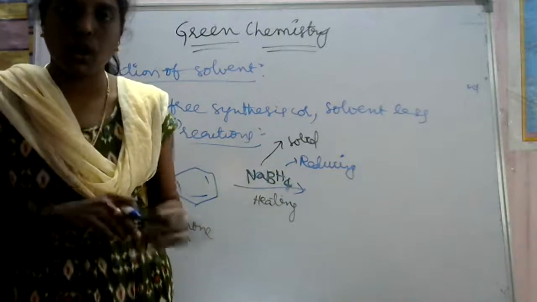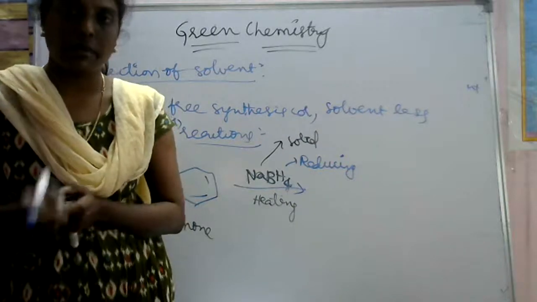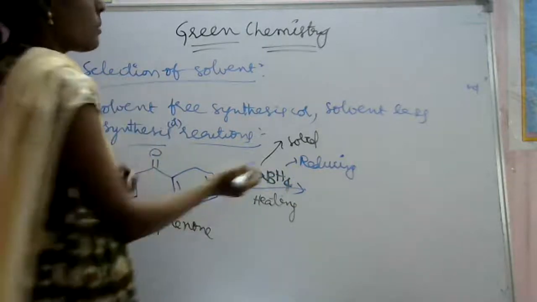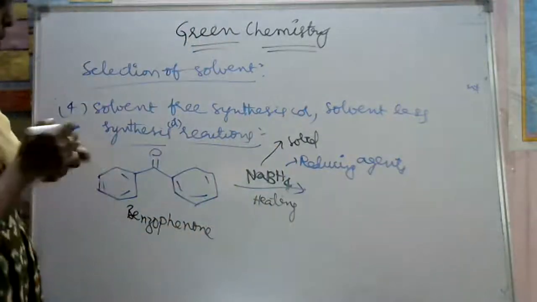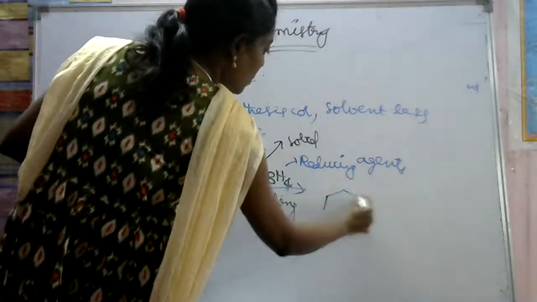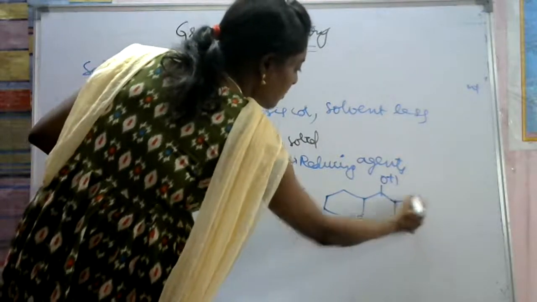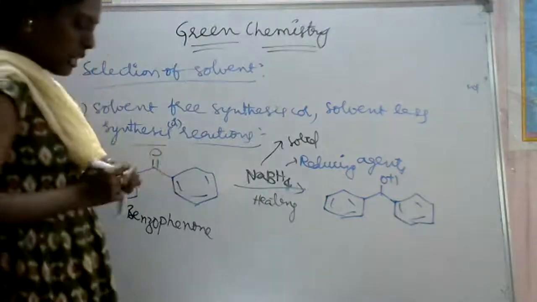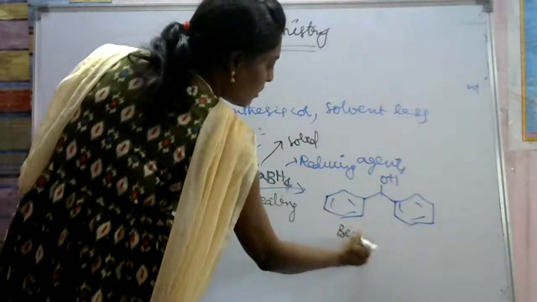Sodium borohydride is a reducing agent. Okay, so sodium borohydride acts as a reducing agent, meaning it adds the hydrogens to this carbonyl group. So it reduces the carbonyl group into OH, called benzhydrol.